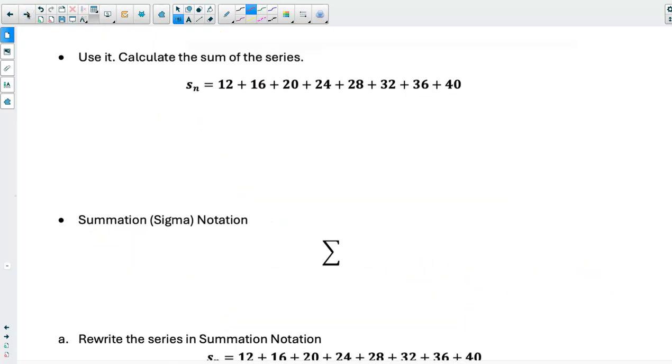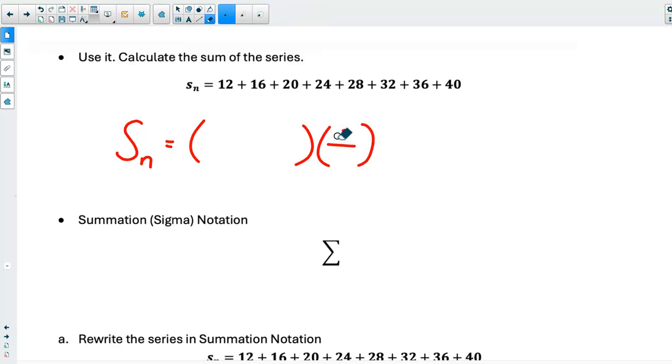All right, we're going to calculate the sum of the series using our formula. So let's fill in the pieces that we know. What's my first term? 12. What's my last term? Count them up. How many do we got?